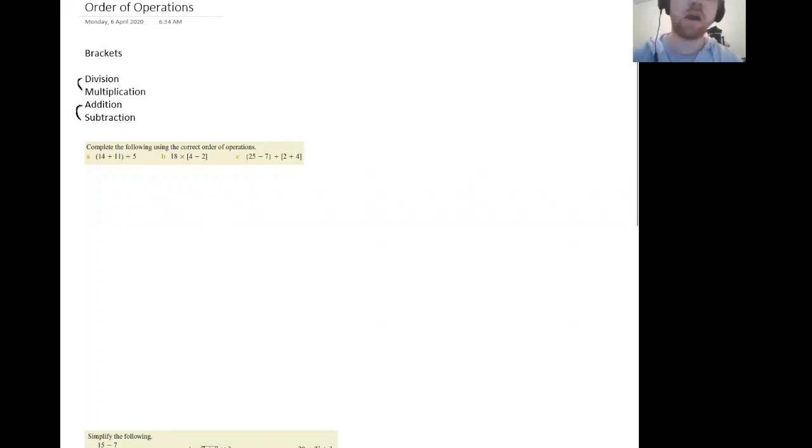Hello, Year 7. Welcome back to another week. Today, we're going to continue our number theory topic by looking at order of operations again.